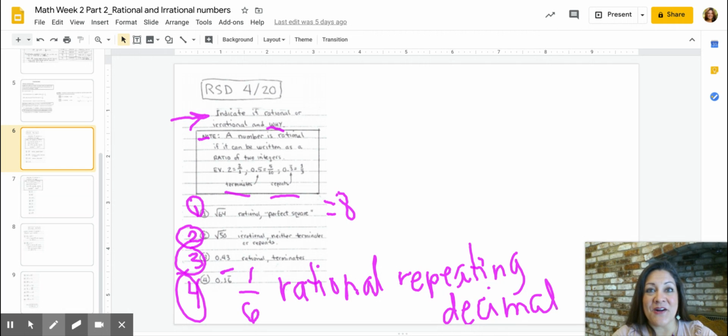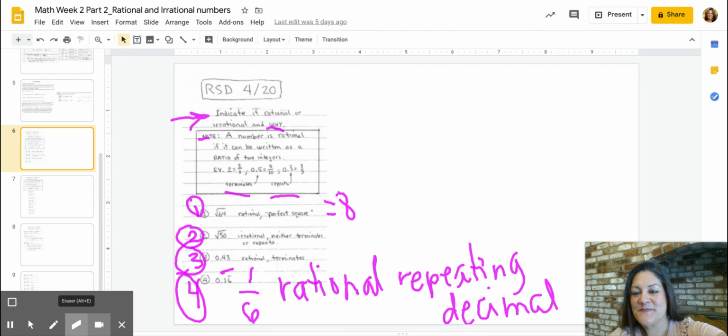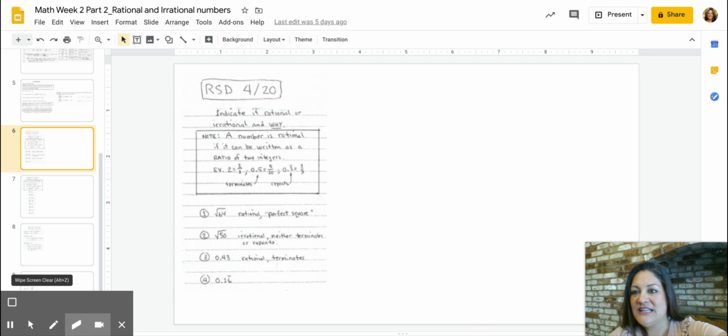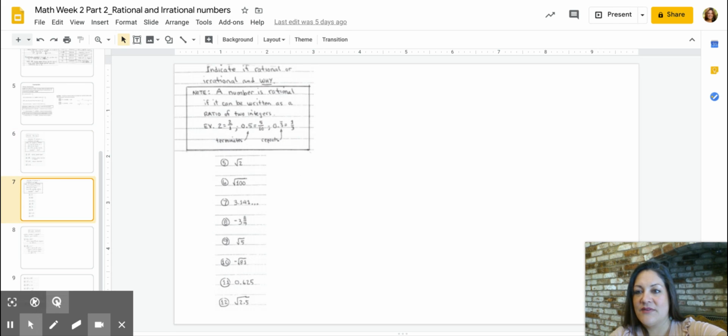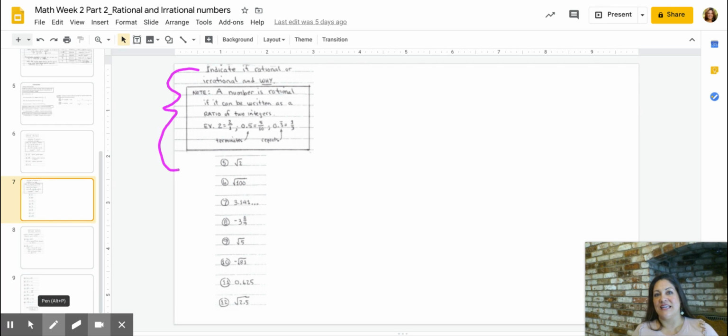Okay, so let's give a go at the rest of the problems. Where are you? There we go. Okay, and I went ahead and copied this part up here again so we can see why it would be rational. Okay, so number 5, square root of 2. Now, 2 is not a perfect square, so it is not going to be rational. So we're going to say irrational.